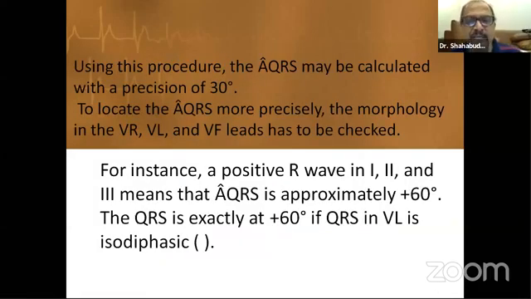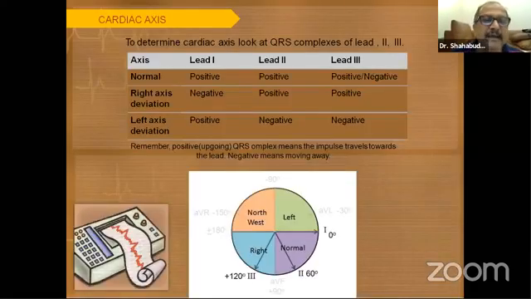Using this procedure, we can calculate the QRS axis with a precision of 30 degree. To calculate the QRS axis more precisely, the morphology in AVR, AVL, and AVF leads can also be checked. For instance, positive QRS in lead 1, 2, and 3 means the QRS axis is 60 degree, and it is exactly 60 degree if the AVL is isodiphasic. This is another formula from which we can easily calculate.